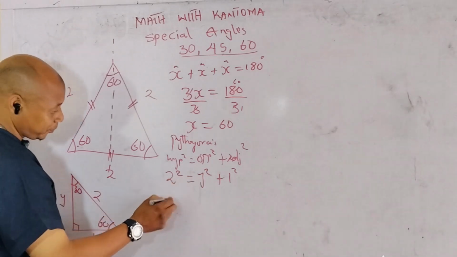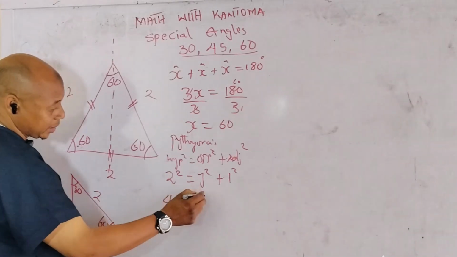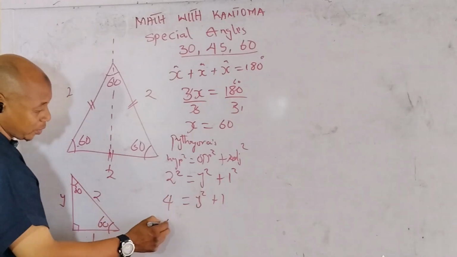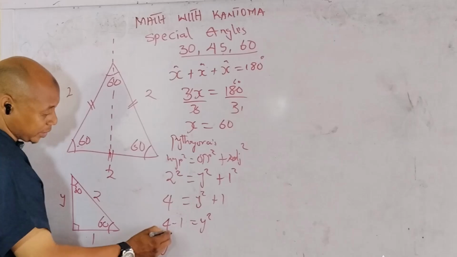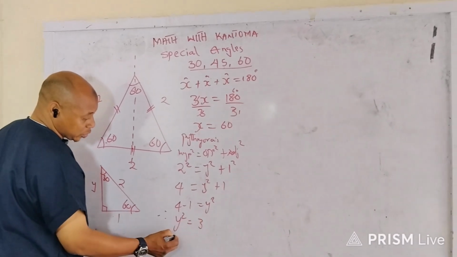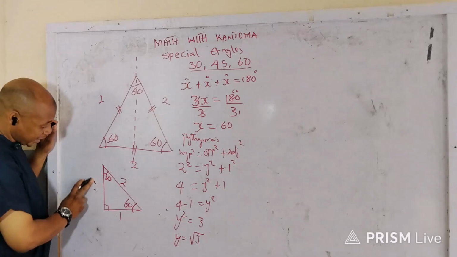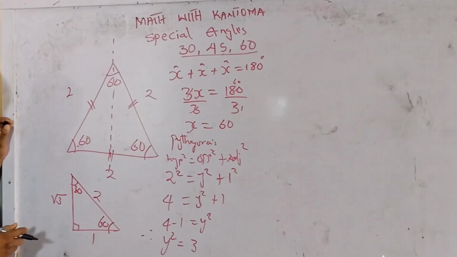Now making y the subject, 2 squared here is 4, and y squared plus 1 squared, which is still 1. Taking this 1 across the equality, I will have 4 minus 1 is equal to y squared. Therefore, y squared is going to be 3. So the value of y is going to be square root of 3. Now instead of y, I can denote it by square root of 3. So this is how I got this root 3.